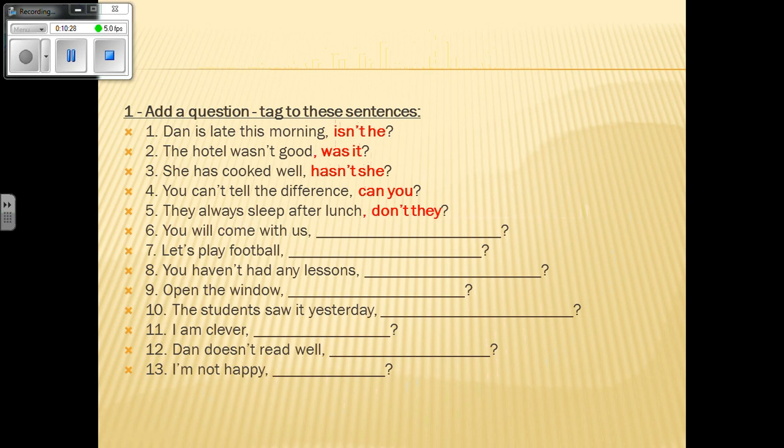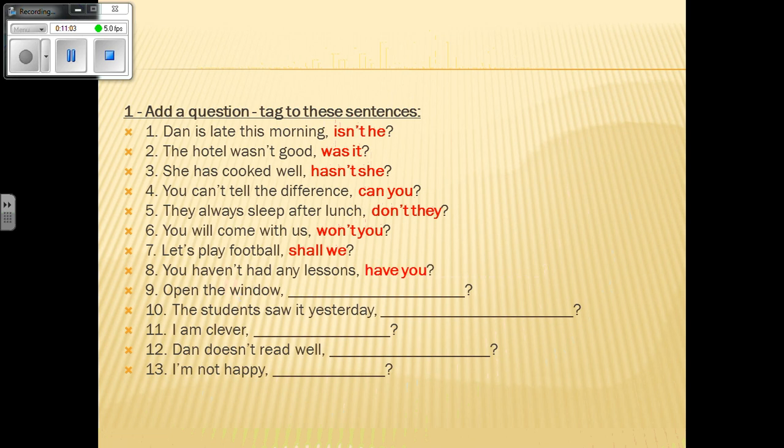You will come with us. We have here one of the modal verbs, will. In the negative, it will be won't. Not will not, of course, because we must use abbreviations. Won't you? Let's play football. We said before that let's is always shall we? You haven't had any lessons. We have here have as a helping verb. It's verb to have, right? Verb to have. So it will be have because here it's haven't. Have you? Open the window. Okay, it's an order. So it will be always will you?